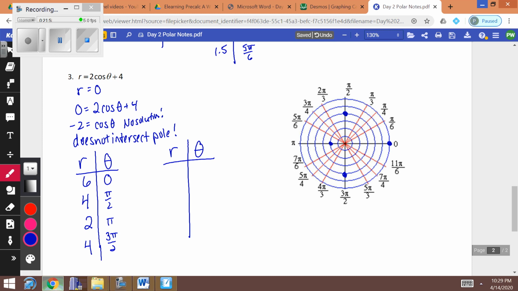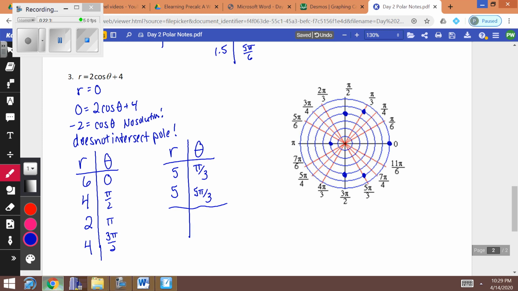Again, those are the values where cosine is 1/2. So that's why I'm choosing those, just because they're nice, easy values. So I'm going to do pi over 3 and 5 pi over 3. So 2 times 1/2 is 1 plus 4 would give us 5. It would be the same here. So 1, 2, 3, 4, 5. And 5 would be right here. Again, it's symmetric right there.